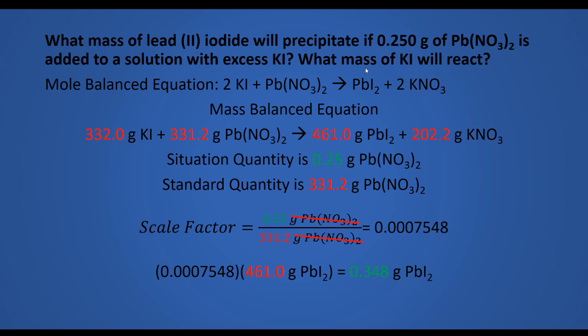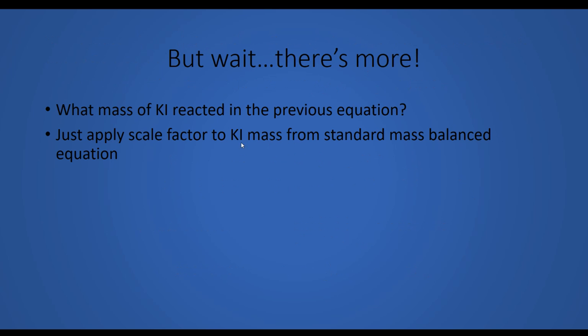Now wait, there's more, right? Because you saw there's that second one. So what am I going to do? What mass of KI, potassium iodide, reacted? I will apply the scale factor, so potassium iodide mass, and there we are, scale factor multiplied by the standard amount, 0.251 grams of potassium iodide.